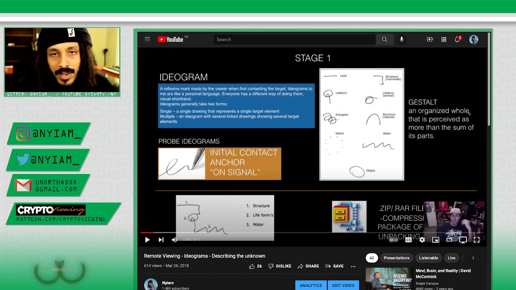So I've talked about ideograms many times before. Today I wanted to talk about visual ideograms. This is another kind of ideogram that can be performed, another technique to make contact with the target.